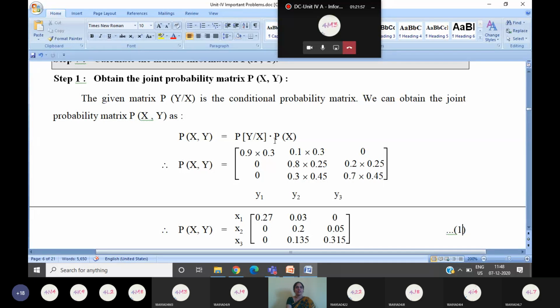Now, what is P of xy? You can observe P of xy as P of y by x into P of x. Please write down.